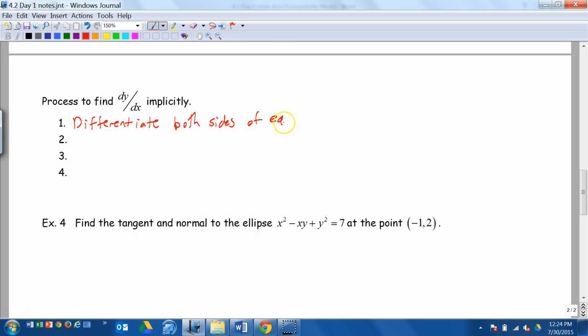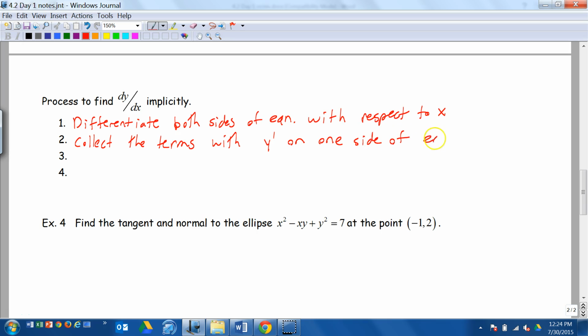Of the equation with respect to x. Then collect the terms with the y prime on one side of the equation. Then factor out your y prime, and then solve for y prime.